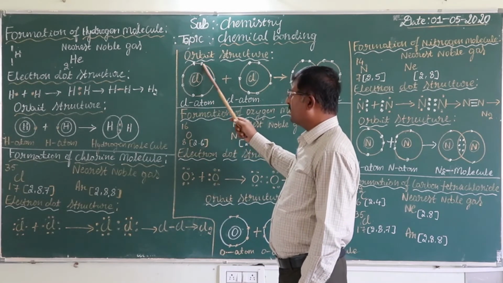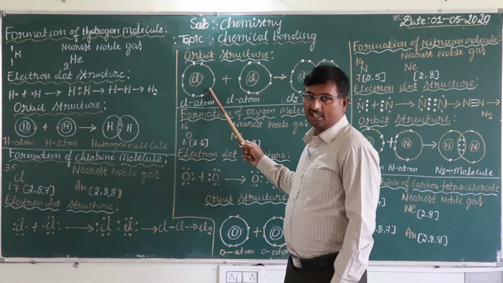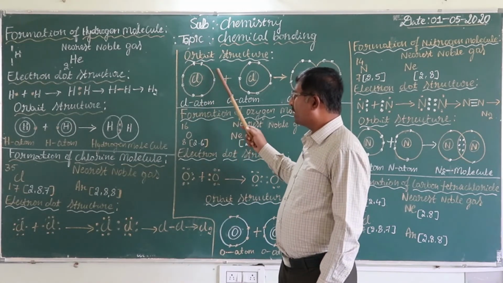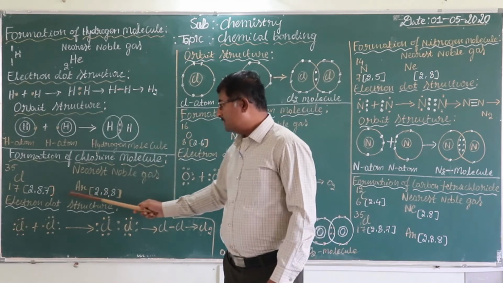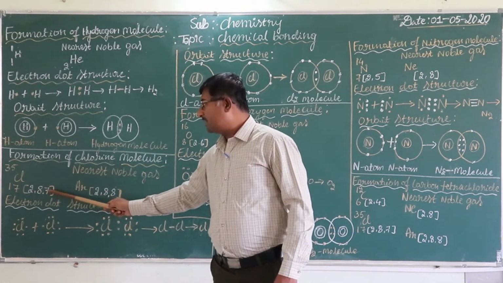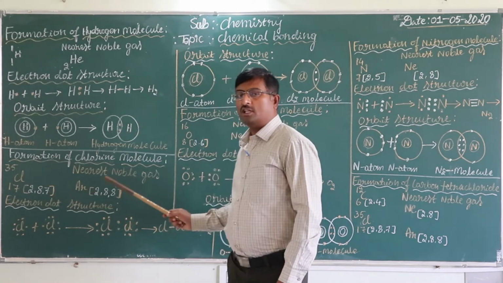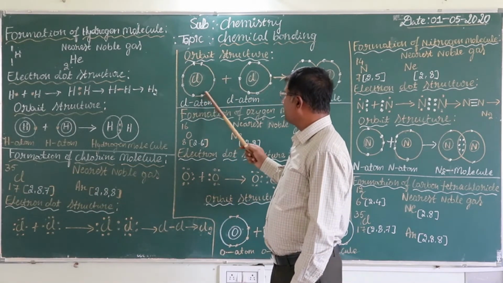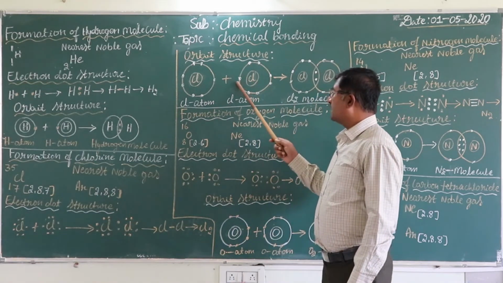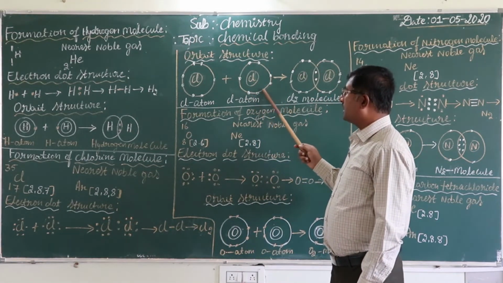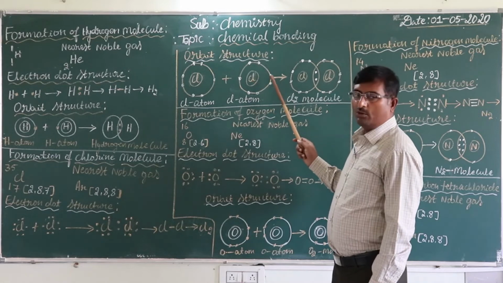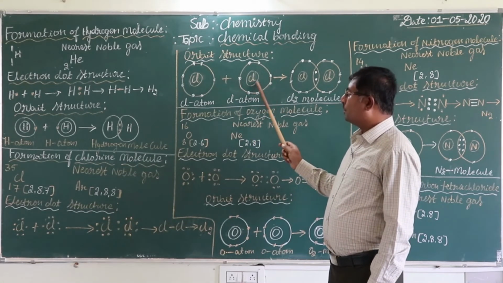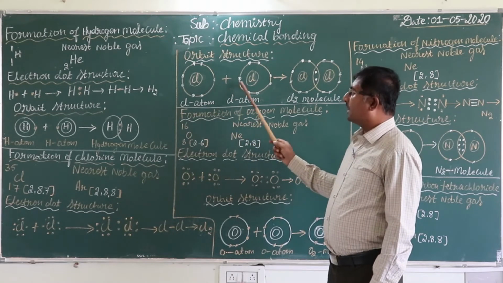This is the structure of the chlorine atom. While writing the structure of the chlorine atom, we write only the electrons present in the outermost orbit. First orbit, second orbit we are not writing, only the electrons in the outermost orbit, that is 7 electrons. Like that, in the other chlorine atom also 7 electrons are there in the outermost orbit. This is before combination. Two chlorine atoms are there before combination.